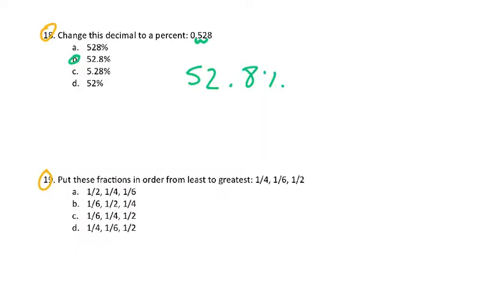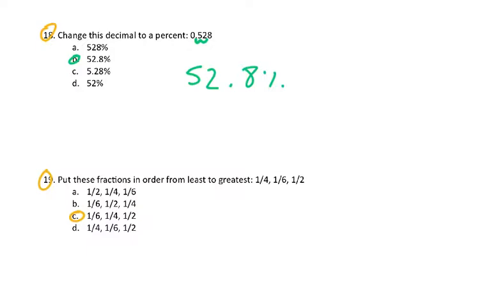19 says put these fractions in order from least to greatest. 1/4, 1/6, and 1/2. They all have the same numerator, so you're looking at the denominator. And the rule with fractions is if it has a bigger denominator, it's actually a smaller portion. If it has 1/6, that's not as many as having 1/4. If you want to check, you can make them all decimals, but I can just look at this and tell you that it's C.